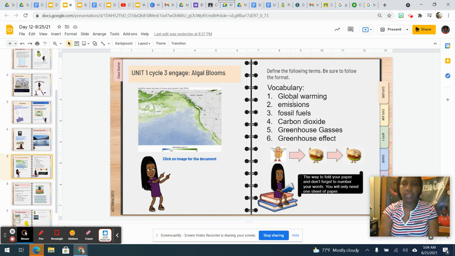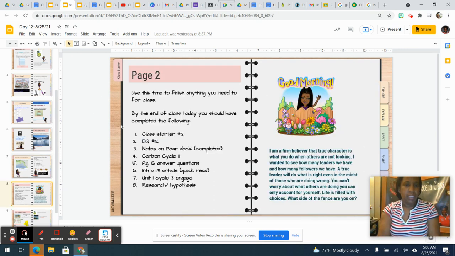And we'll define these 6 words because we'll have a vocabulary test and I'll just combine the other 11 words plus these words for a vocabulary test. So by the end of class today, you'll finish class starter 12, daily quiz 12, notes on your Pear Deck, we'll complete them. The carbon cycle 2, page 16, introduction to 1.3, it's a quick read. Unit 1, cycle 3, engage, and then we'll finish doing our research hypothesis.